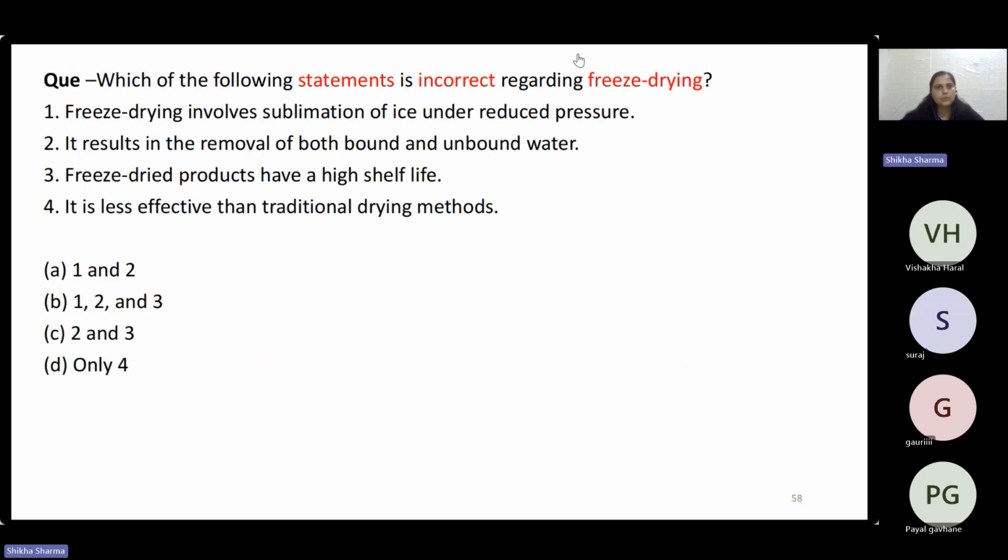Can we move to the next question about freeze drying? Which of the following statements is incorrect regarding freeze drying? A: Freeze drying involves sublimation of ice under reduced pressure. B: It results in the removal of both bound and unbound water. C: Freeze-dried products have a long shelf life. D: It is less effective than traditional drying methods.